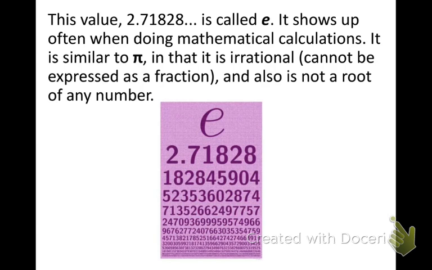The value 2.71828... is called e. I mentioned this already, but it shows up very often when doing mathematical calculations. It's really very similar to pi in many ways. It is irrational. It can't be expressed as a fraction. It's not a square root of any number. It goes on and on and on.